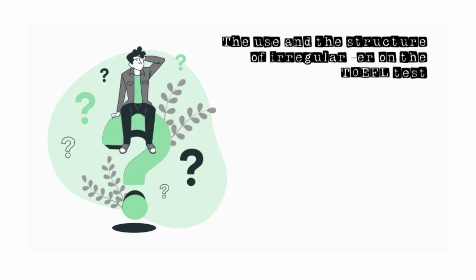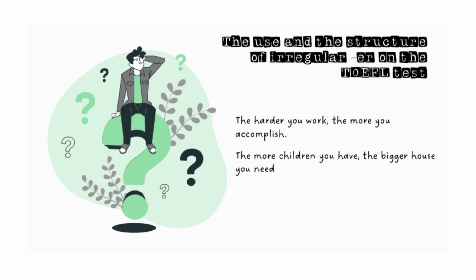Okay, so the second topic, the use and the structure of irregular -er on the TOEFL test. First, I want you to take a look at the three sentences below. The harder you work, the more you accomplish. The more children you have, the bigger house you need. And the greater the experience, the higher the salary. Now, let's analyze each of these sentences.